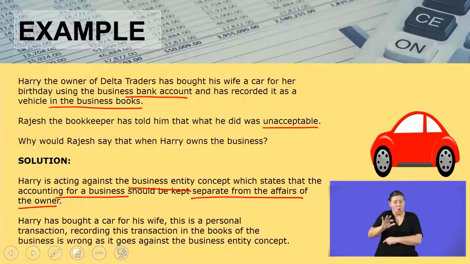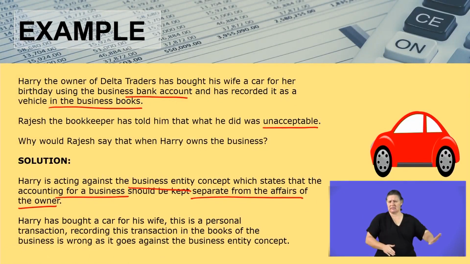In other words, when Harry bought the car, he should not have used the business bank account, and he should not have recorded the vehicle in the books of the business. His personal affairs should be kept separate from the affairs of his business. Harry has bought a car for his wife. This is a personal transaction, as I've just said. Recording this transaction in the books of the business is wrong, as it goes against the business entity concept.